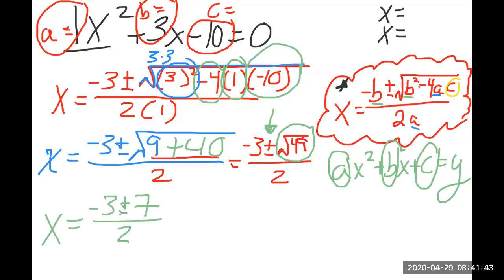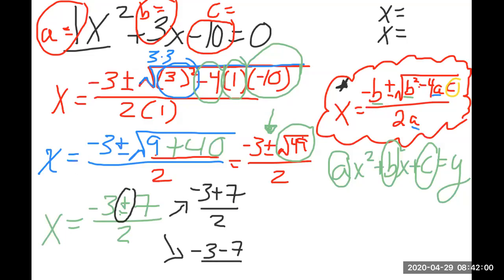From this step, we're going to break up that plus minus sign into 2 equations. We're going to break it up into one that has the plus sign, so -3 plus 7 over 2, and one that has the minus sign, so -3 minus 7 over 2. And then we're going to solve both of these equations, and that'll give us our 2 answers for x.